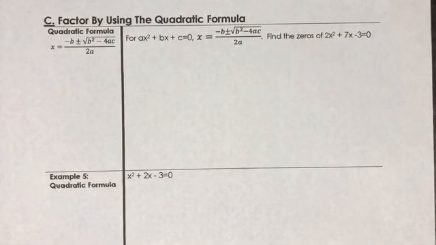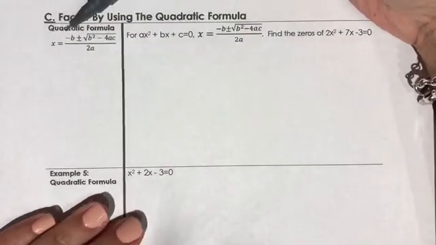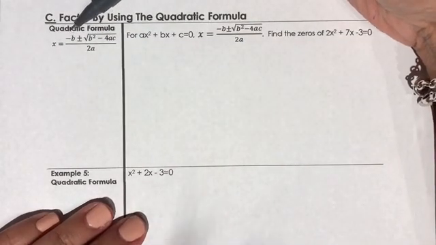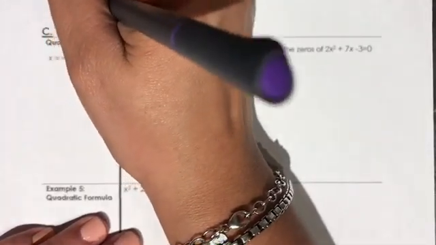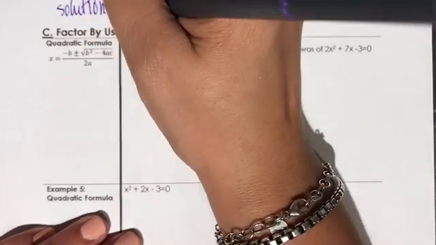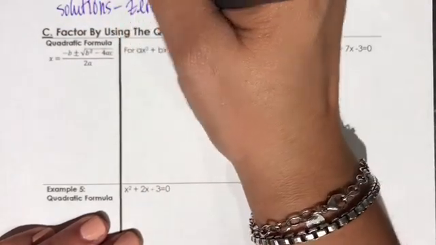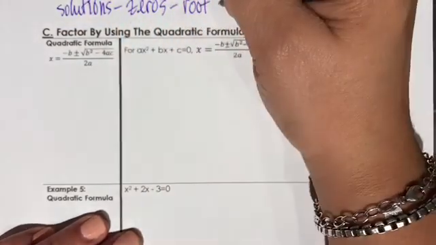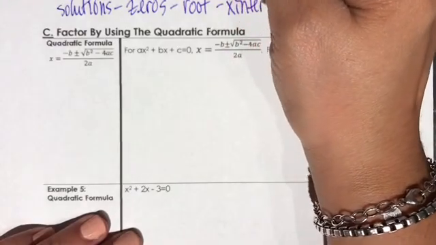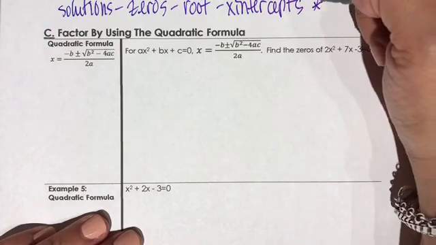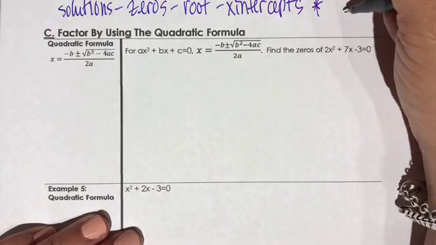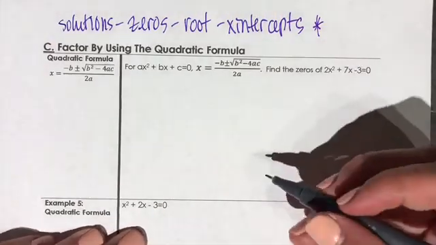To look at factoring by using the quadratic formula. The quadratic formula is going to help you find the zeros, which are the same thing as the roots. So solutions, zeros, roots, x-intercepts. These are all the same. So this is all the same meaning.